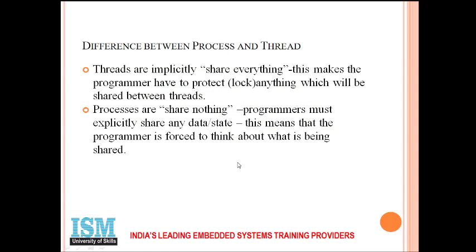Now we'll see the difference between process and thread. Threads are implicitly sharing everything. This makes the programmer have to protect anything which will be shared between threads. Processes share nothing. Programmers must explicitly share any data or state. This means that the programmer is forced to think about what is being shared. So this is the difference between process and thread.